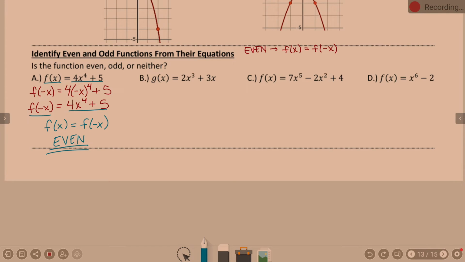So if you were to go and graph this, it would be symmetric across the y-axis. Okay, and that's a way you can check yourself when you're doing this for homework, review, whatever.